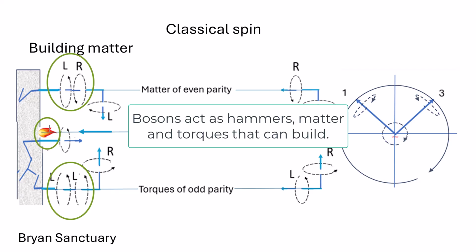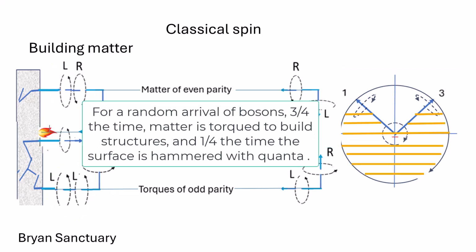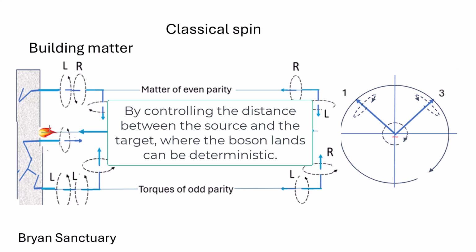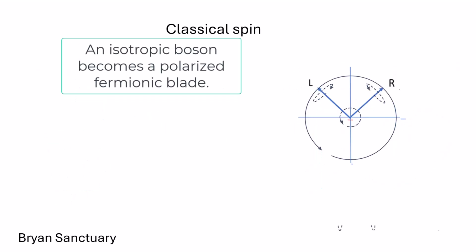For a random arrival of bosons, 3/4 of the time matter is built and torqued outside the plane, and 1/4 of the time the surface is hammered with quanta from inside the plane. However, by controlling the initial phase of the boson at the source, it is possible to differentiate between landing in and out of the interaction plane. Finally, I stress that an isotropic boson becomes a polarized fermionic blade.